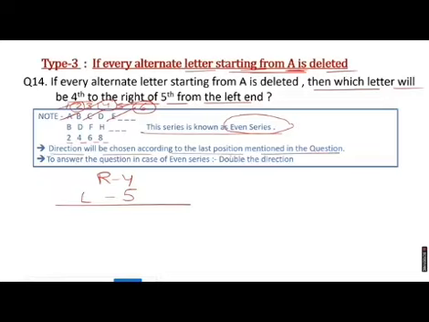We have earlier also discussed this one. To answer the question, in case of an even series, we have to double the direction. So here, the values given to you are fourth from the right and fifth from the left. So here opposite directions are given to you, so you have to add the values. That will be 9. And the last direction given to you is left, so we will carry forward with the left direction.